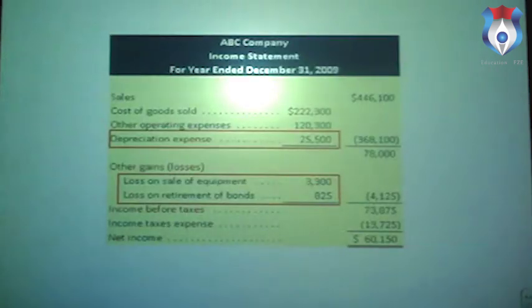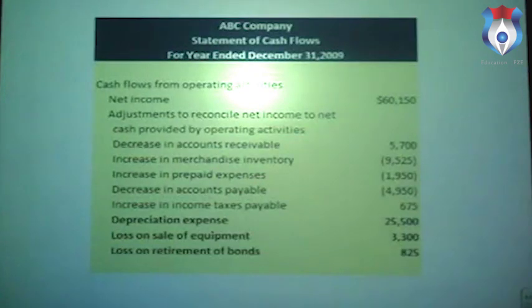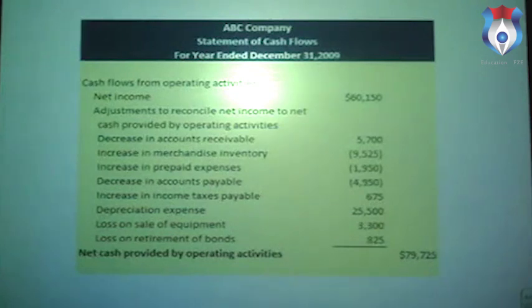Going back to our income statement, we will need to identify our depreciation expense, loss on sale of equipment, and the loss and retirement of bonds. This will then flow into operating activities. The net cash provided by operating activities has been noted.